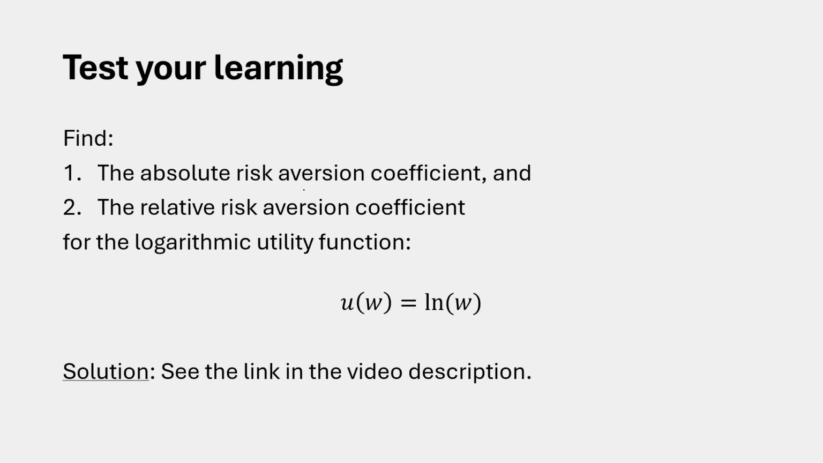Now here is the exercise I would like you to do. I would like you to find the absolute risk aversion coefficient and the relative risk aversion coefficient for a different type of utility function, which we call a logarithmic utility function. This is quite a popular utility function as well. So use the formulas before to find ARA and RRA. You can find a link to the solution in the video description, so make sure to check your answers as well.